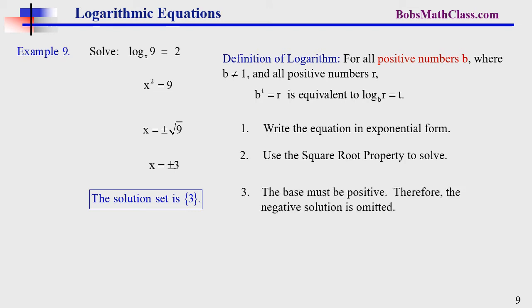And there's a note there. The base must be positive, therefore the negative solution is omitted. So sometimes people forget the plus and minus anyways, so if you did, I guess that's a good mistake. But if you don't forget, and you put the plus and minus, then you want to realize that we cannot have a negative base here. So if it's negative, you must omit that answer. So just positive 3.